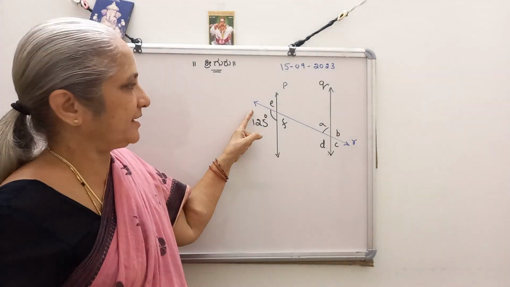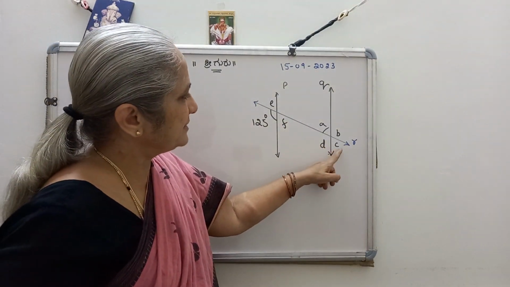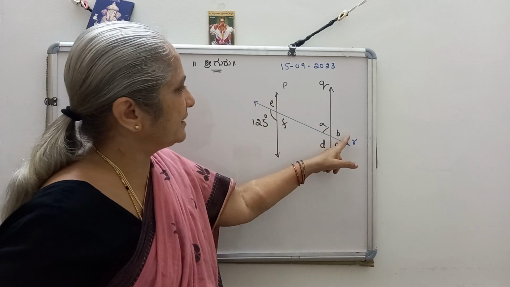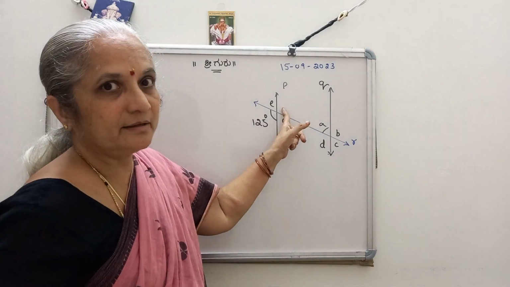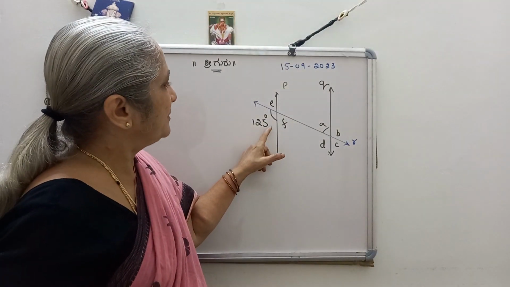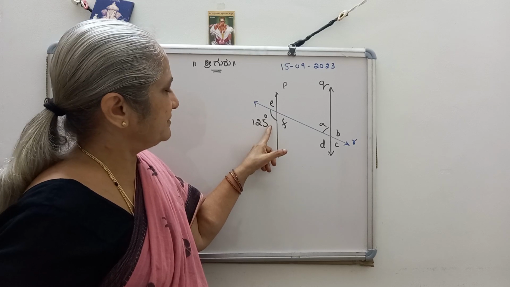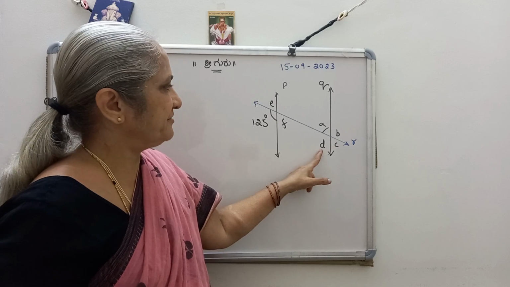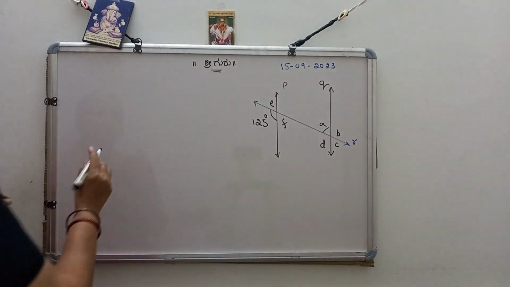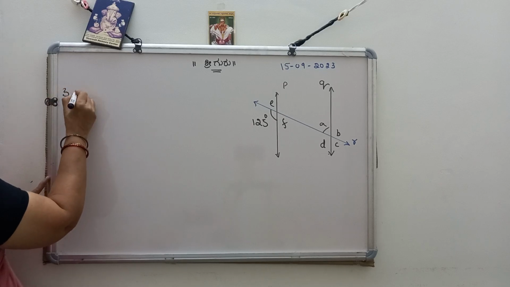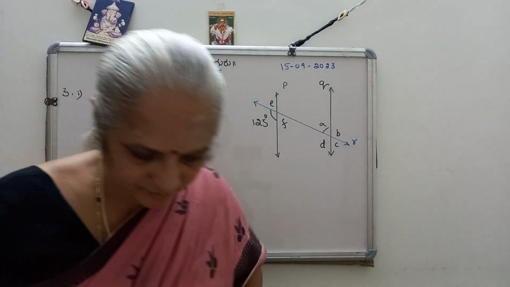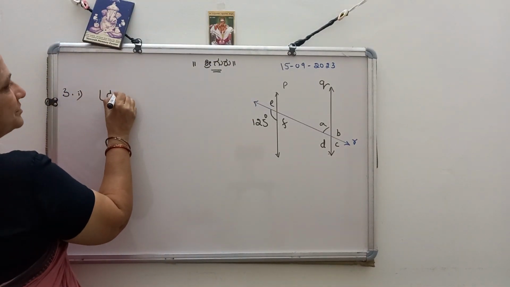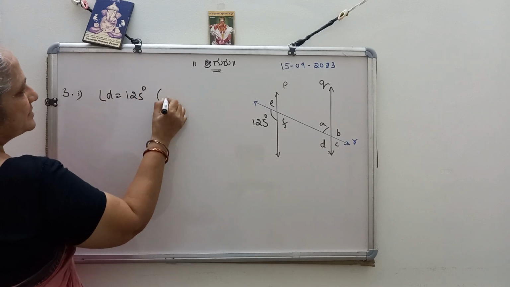Why? Corresponding angles. Angle C is equal to angle F, corresponding angles. Angle A is equal to angle E and angle B is equal to this angle. Here this angle is given as 125 degrees. Therefore, angle D is equal to 125 degrees. Find the unknown angles. First one: angle D is equal to 125 degrees, corresponding angles.